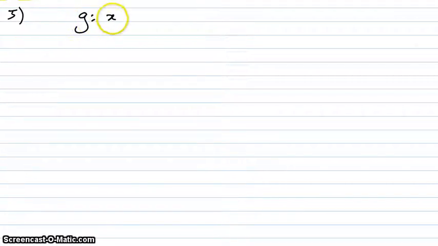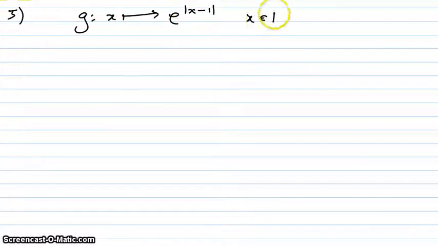This is a video tutorial for tutorial 4 question 5. Question 5 tells us that the function g is defined by x maps onto e to the mod x minus 1 for all positive real numbers. We have to determine whether g inverse exists. If it does not exist, we need to find the largest domain of g such that it would exist.